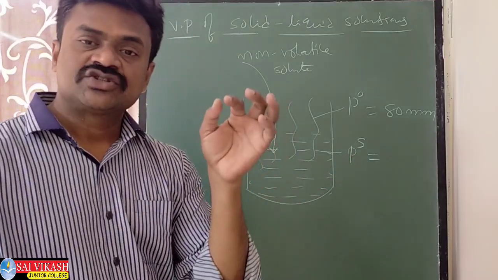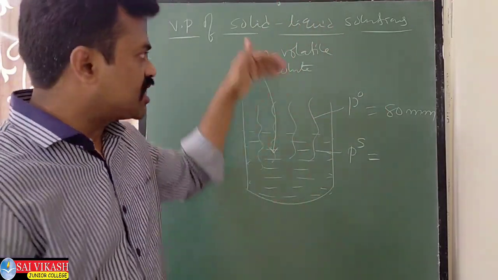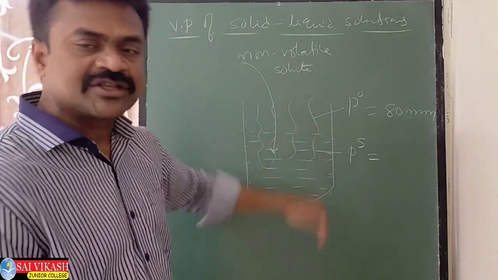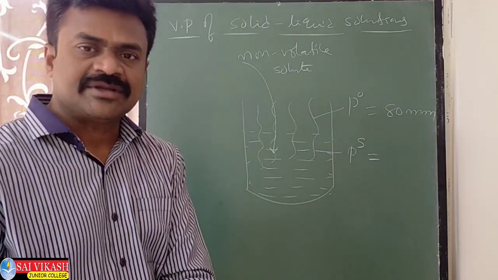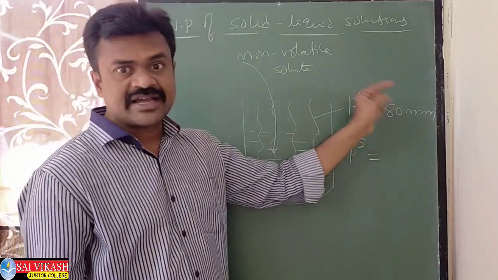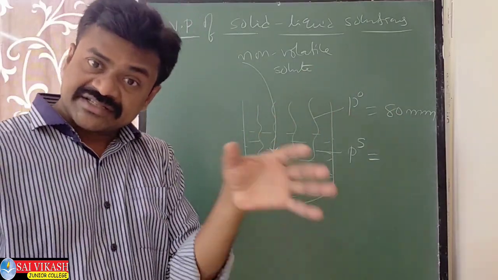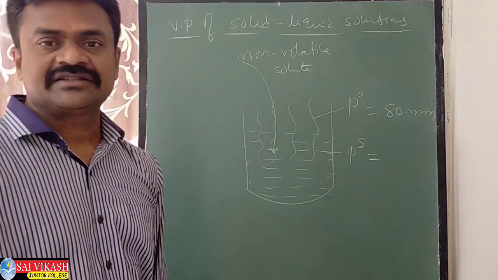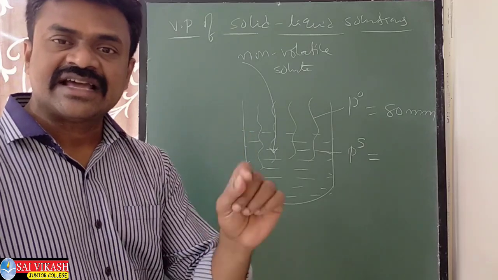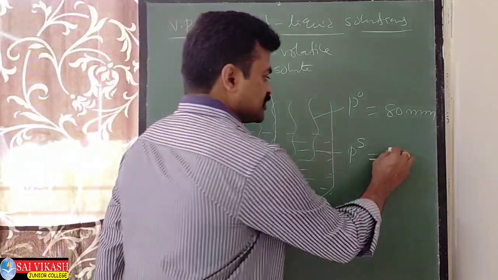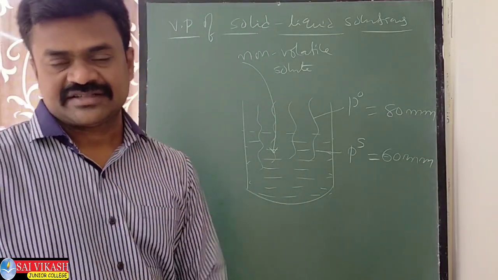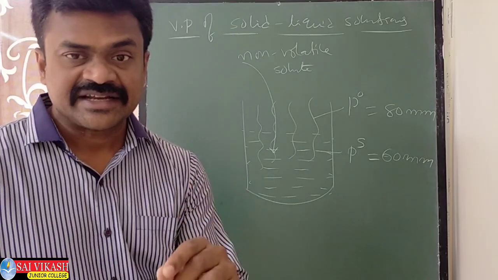PS is after the solution is formed, meaning after adding the non-volatile solute, the solution is formed. From the solution, whatever the vapor pressure is coming, that symbol is PS. What happens to this PS value compared to 80? Is it more than 80, equal to 80, or less than 80? That is the point now. What I am saying is it comes less than 80. Suppose 60 mm came. Less than 80 always. Why it is less than 80, I'll tell you now.